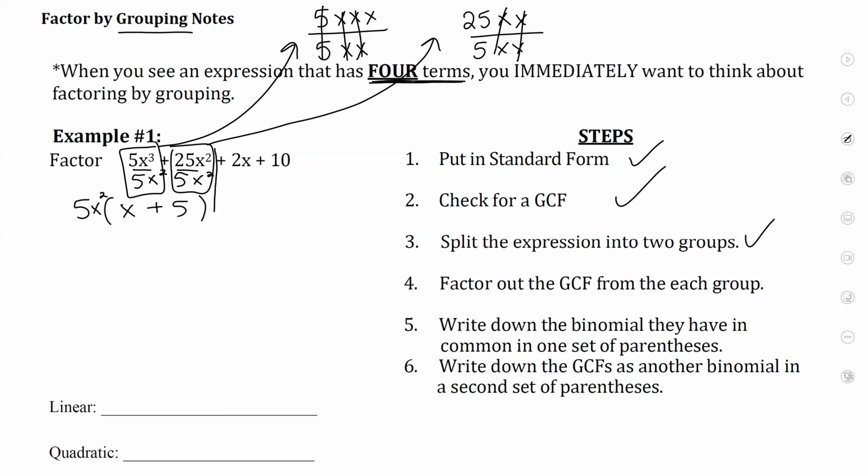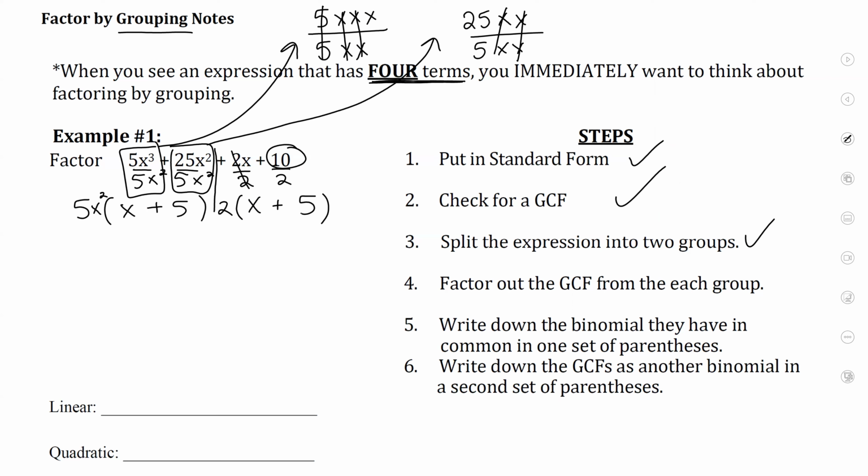We factored out the GCF. We took out 5x squared. Now let's do the other side. What can both of these be divided by? 2. So 2 will go on the outside. Can they both give me an x? No, this one does not have an x. So that's it. We're just going to divide both of them by 2. These cancel. I'm left with x. 10 divided by 2 is 5.